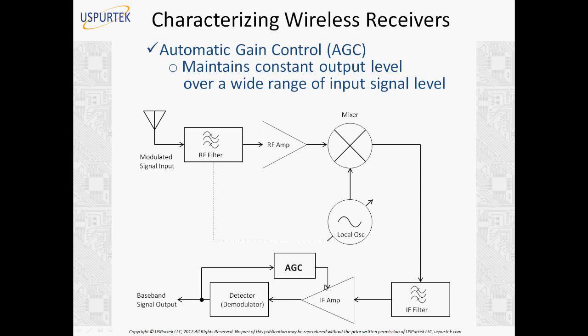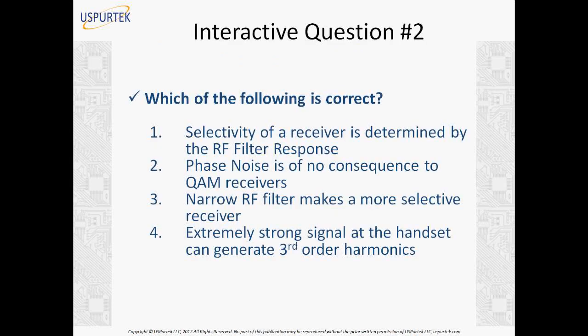Now let's pause for a while and try to answer this question. Selectivity of a receiver is determined by the RF filter response. Phase noise is of no consequence to QAM receivers. Narrow RF filter makes a more selective receiver. Extremely strong signal at the handset can generate third order harmonics. So just take a second and think about this, which one is correct out of these.